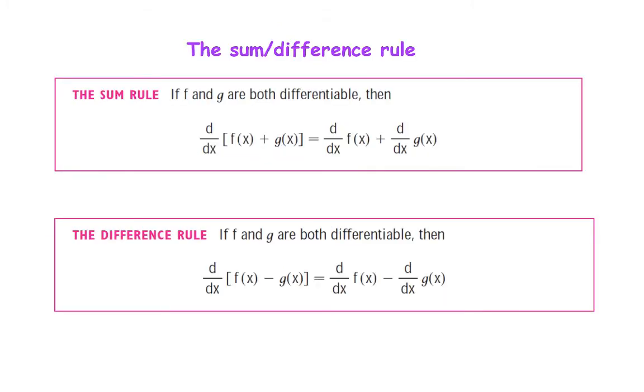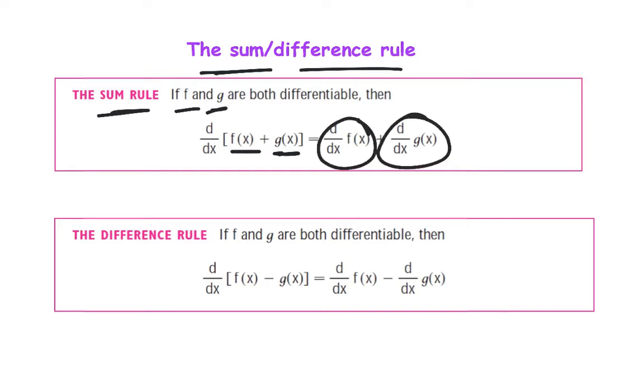Now, building a little bit more is the sum and the difference rule. The sum rule and the difference rule are very similar: if f and g are both functions and we want to add them, then we can differentiate each function individually. And the difference rule just follows from that. It's telling you that if you subtract, or take the difference, you can differentiate each function and then subtract them.